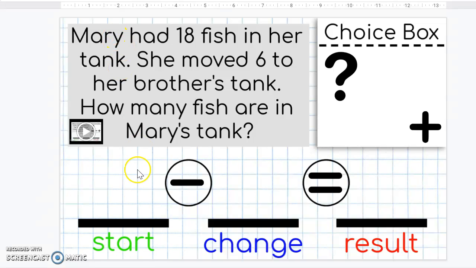So the first number I'm looking for is my start. This one's usually pretty easy because almost always it's the first number you see. Mary had 18 fish in her tank.